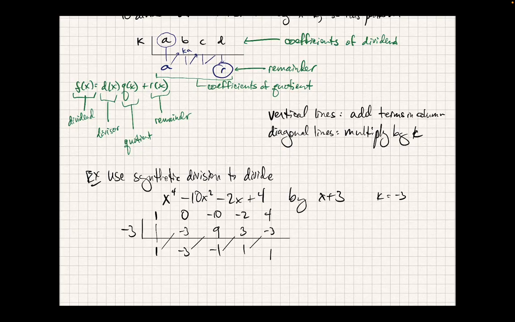X to the third, and then minus 3 x squared, minus x, plus 1, over, and then remainder 1.